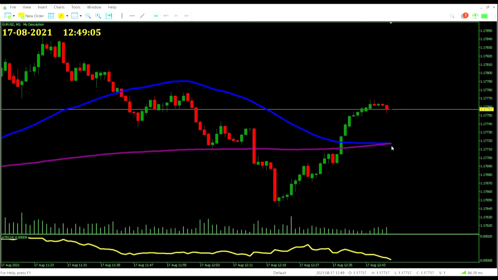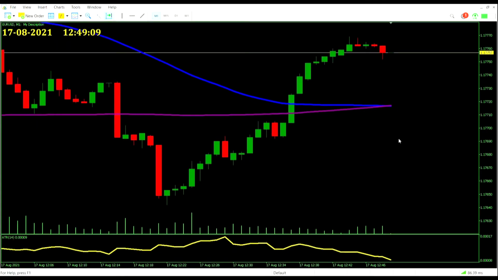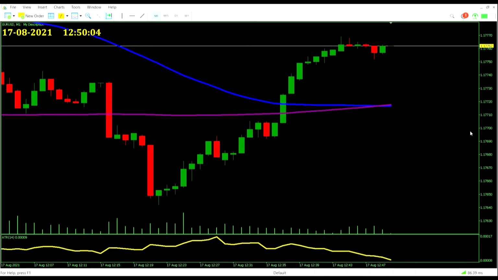Yep, and the 50 is in fact sneaking through the 200. Let me zoom in there just in case you can't see that. It's a little bit of blue sneaking through the purple line there. And that will be our entry signal if this closes beyond the purple. So it has closed through there, which means we can look at our ATR and see it's still at 9 pipettes, so we can round that to 1 pip.